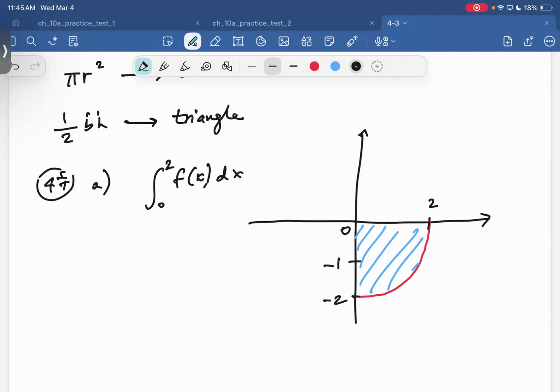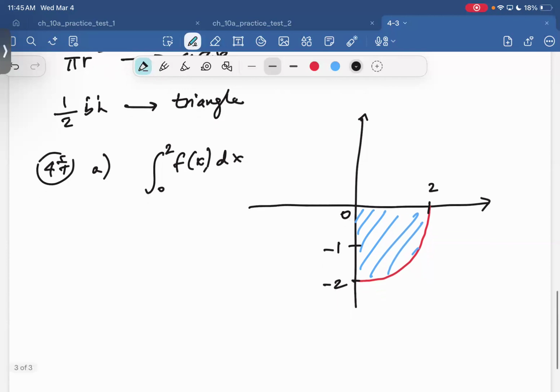Is it negative or positive? It's a negative area, right? Because we're going from 0 to 2 and the area is below the x-axis. So that's a negative area. And so what is this area? This is a quarter circle, right? So it'll be 1/4 times pi. What is the radius? 2. So 1/4 pi r squared, which is equal to pi, right?